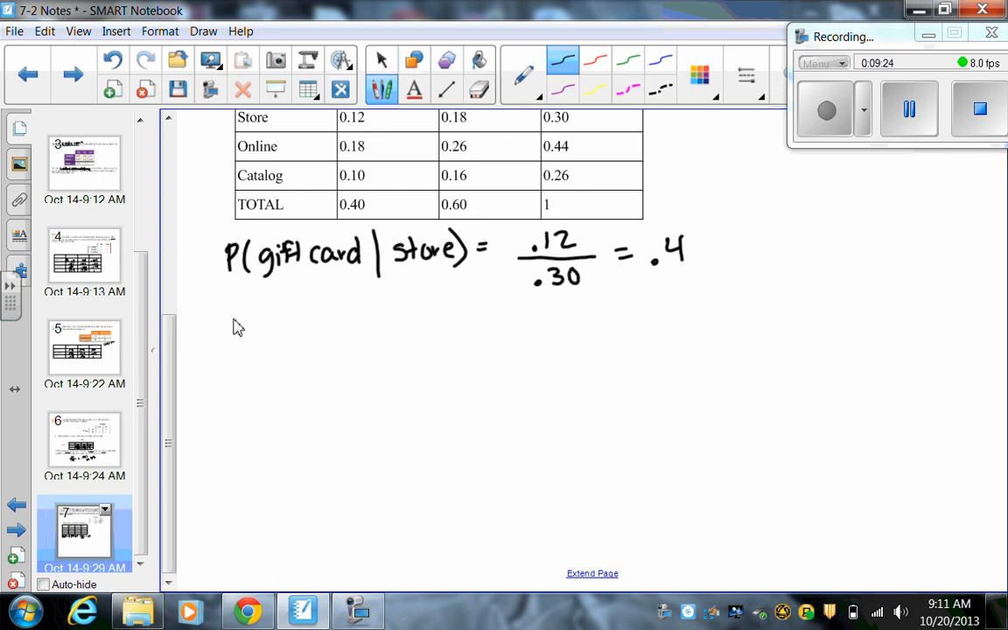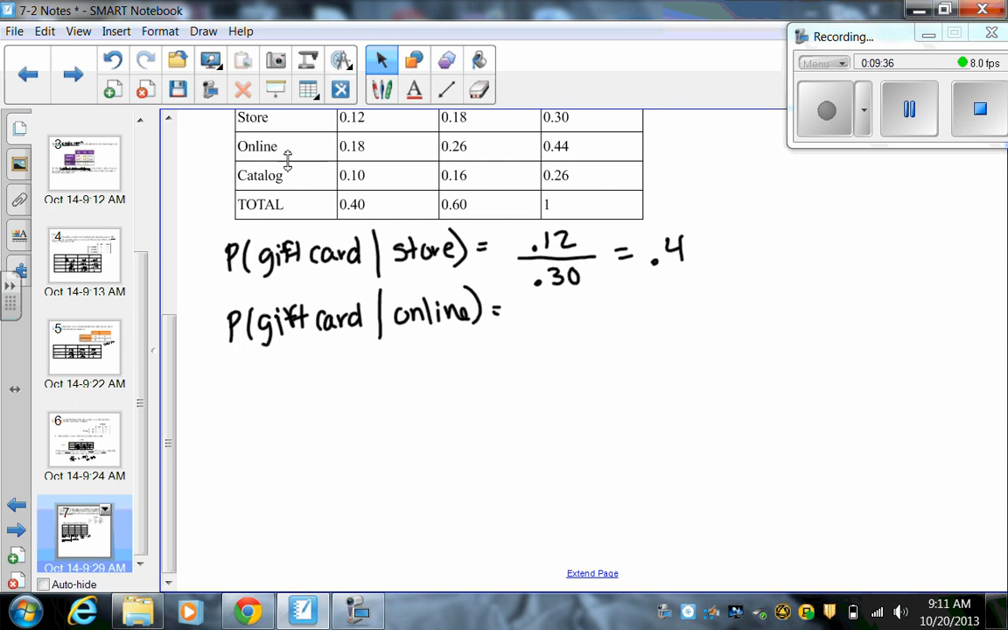Next, we're going to find the probability of using a gift card given that I buy online. So now I'm only looking at this row because I can't use the store and I can't use the catalog. I know for sure that it was bought online. So now my bottom number is 0.44 and the gift card number is 0.18. If I divide that out, I get 0.409.